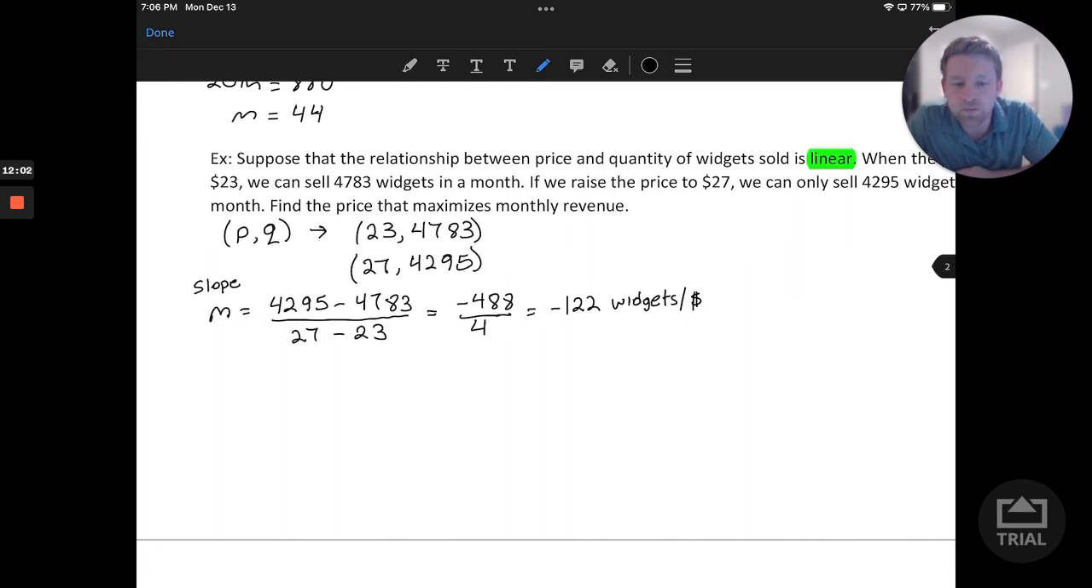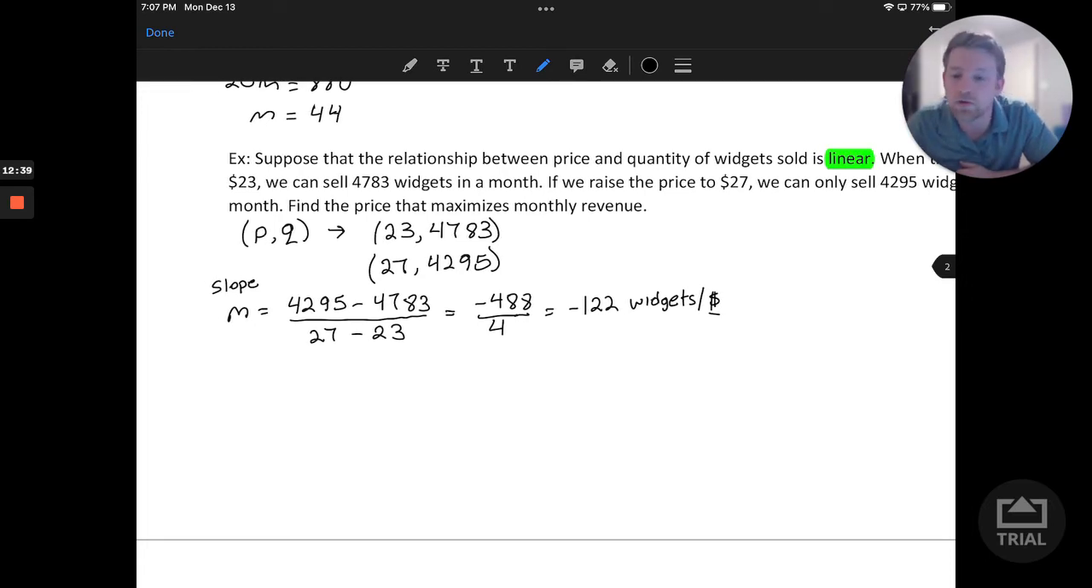So for every dollar increase in price, 122 fewer widgets will be sold. Let me say that again, a little tongue-tied. So for every dollar increase in price, 122 less widgets will be sold. So there's our slope. If we continue with this, we can go ahead and write this now in point slope form for the linear function, and then work with that.